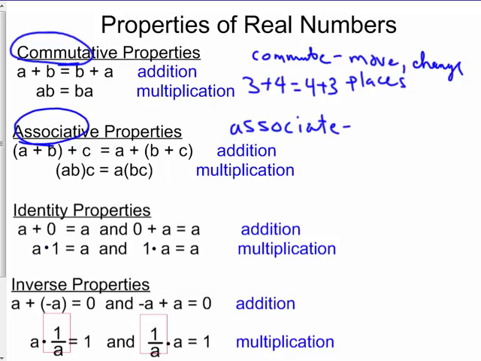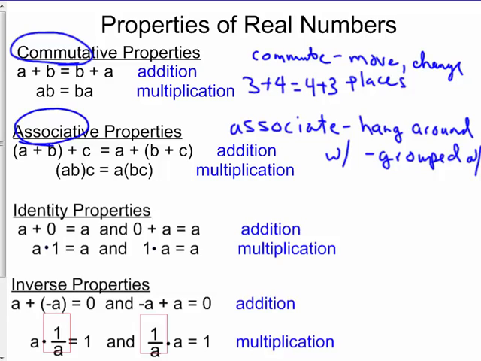The next one is the associative property. When you associate, who do you associate with? Who do you hang with? Who are you grouped with? That's kind of what we think about here. In this, I have A plus B plus C. All it's saying is this: when I have three things, I can add them in any order.